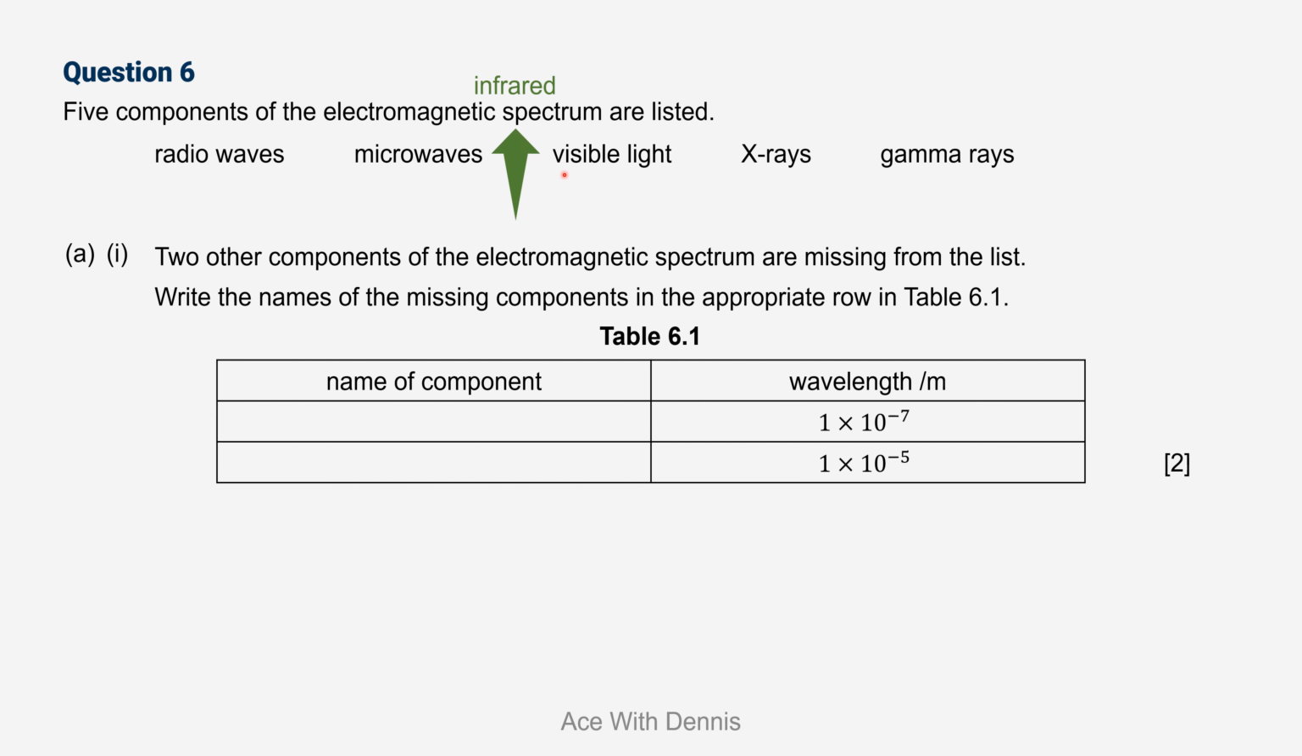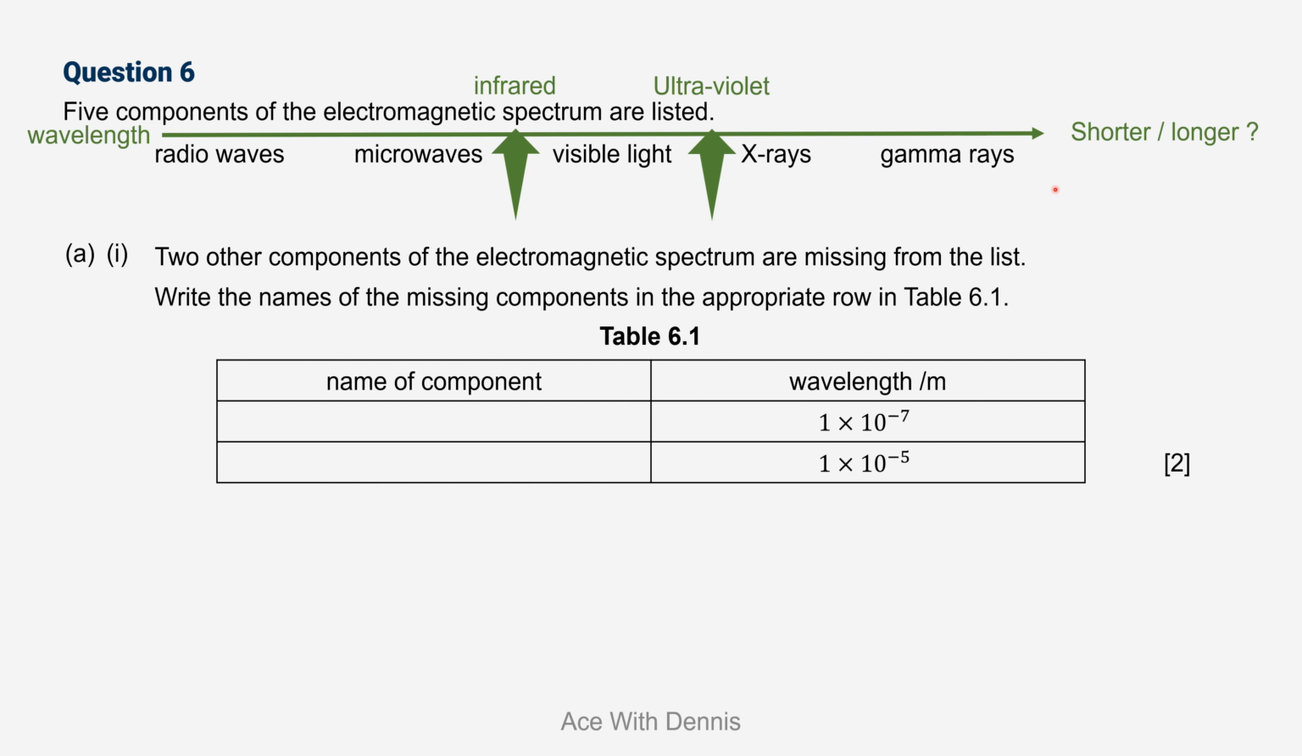Another component, can you identify where it is? Yes, it will be between the visible light and the X-rays. So what component is this? It is the ultraviolet. Once you have identified these 2 missing components, the next question is which one to write where. Well, maybe which one has the shorter wavelength. Of course we don't really memorize the actual wavelengths here, but we can think about it this way. The wavelength from left to right: is it getting shorter or longer?